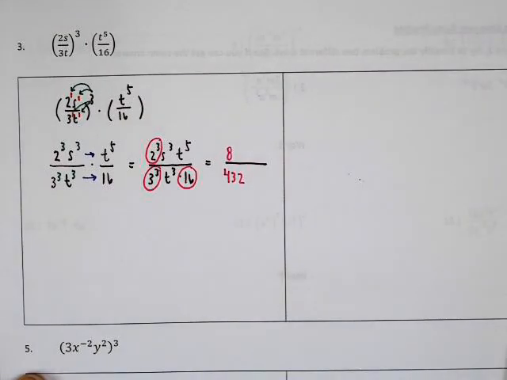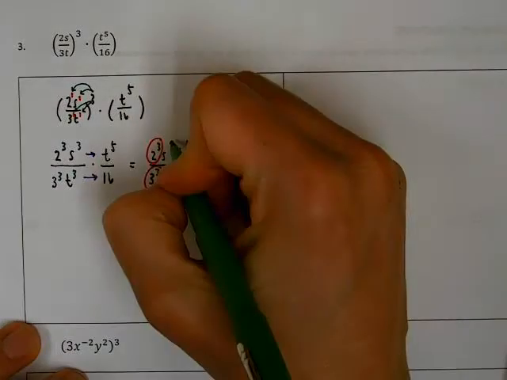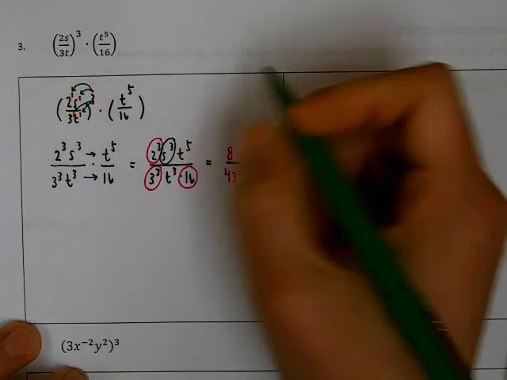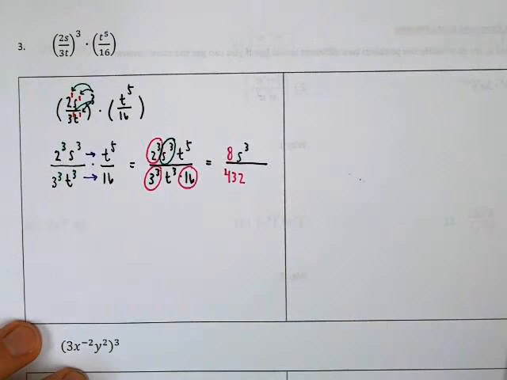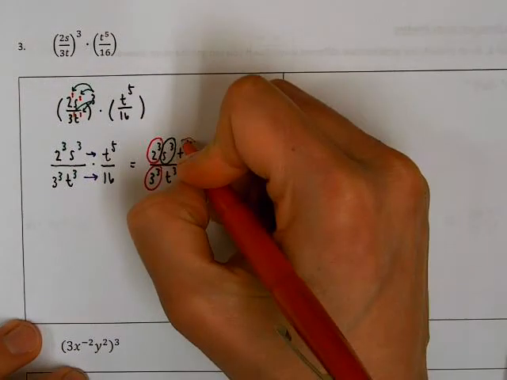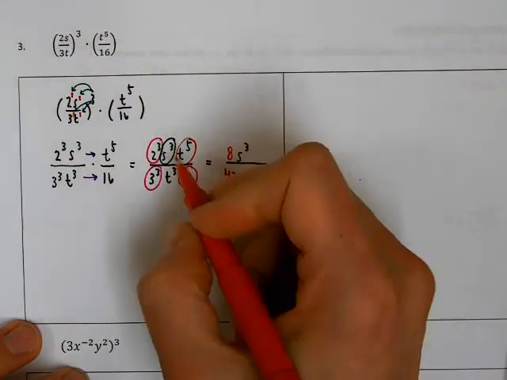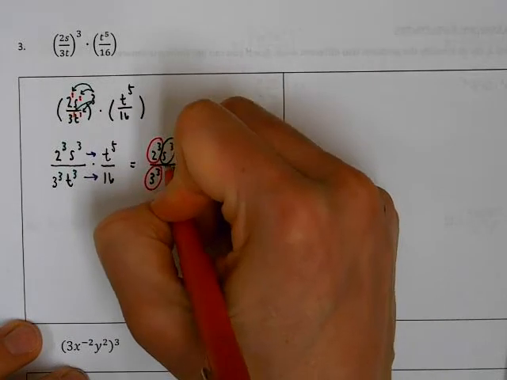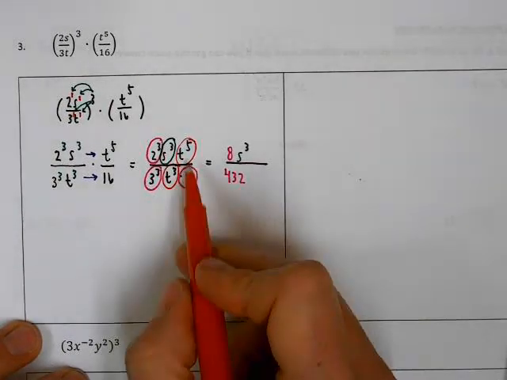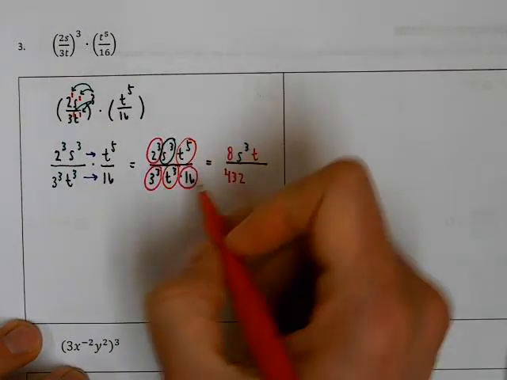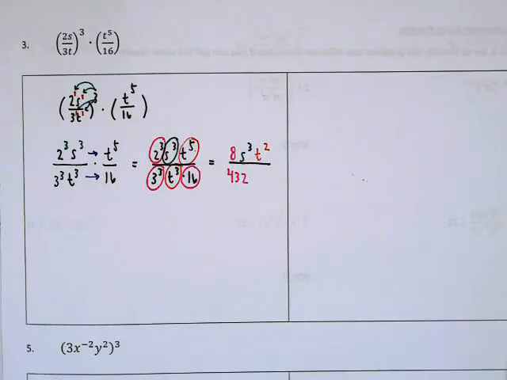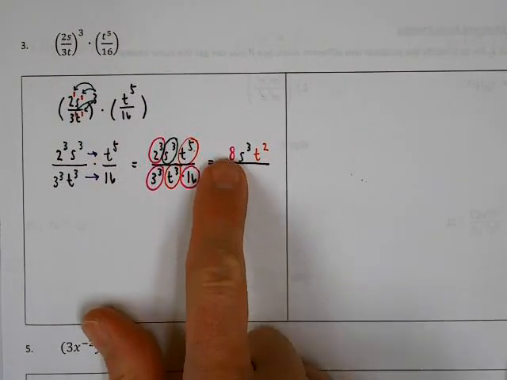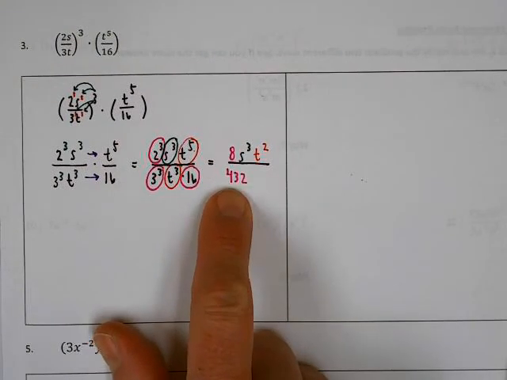Now let's see. I only have an s on top, so that's just going to stay here as s cubed. When I look at t to the fifth, now I'm dividing powers, t to the fifth on top and t to the third on the bottom. So I'm going to subtract those exponents, and 5 minus 3 will give me 2. Now, I'm noticing that these are both evens, my 8 and my 432.